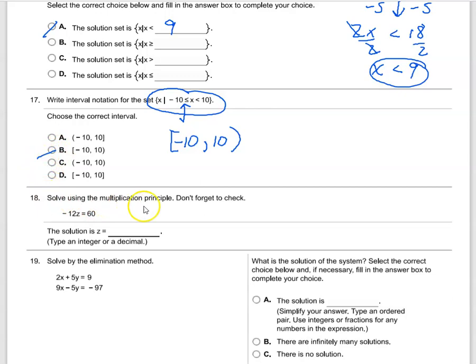B, negative 12z is equal to 60. We're going to need to divide by negative 12 on both sides of the equal sign. And so z is going to be negative 5.